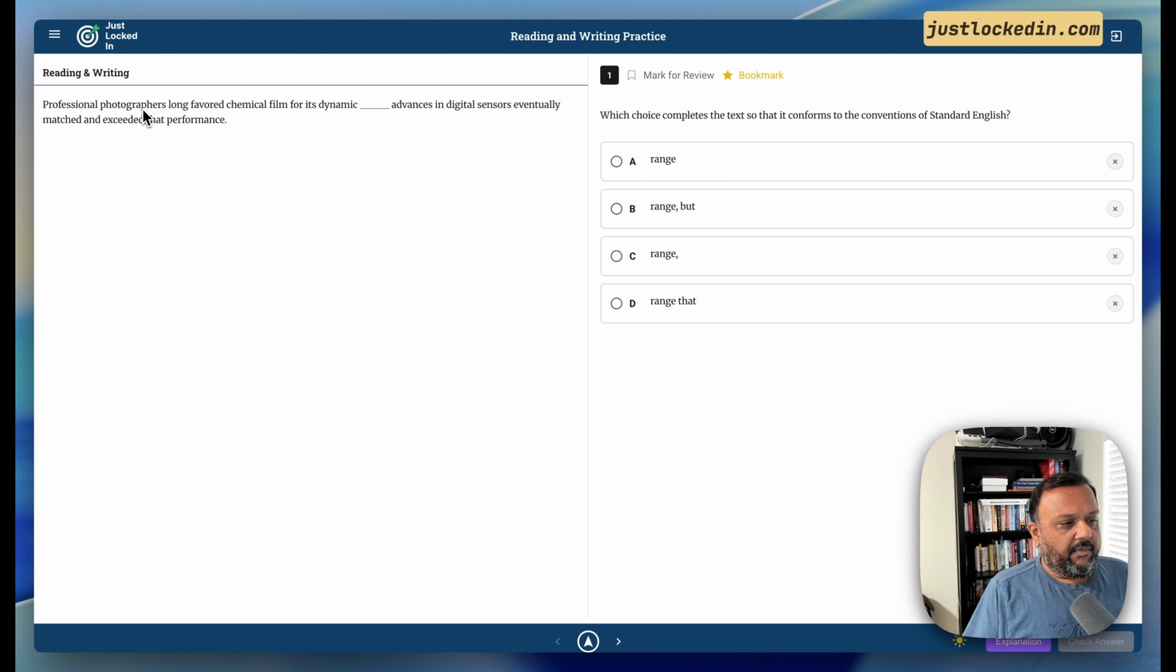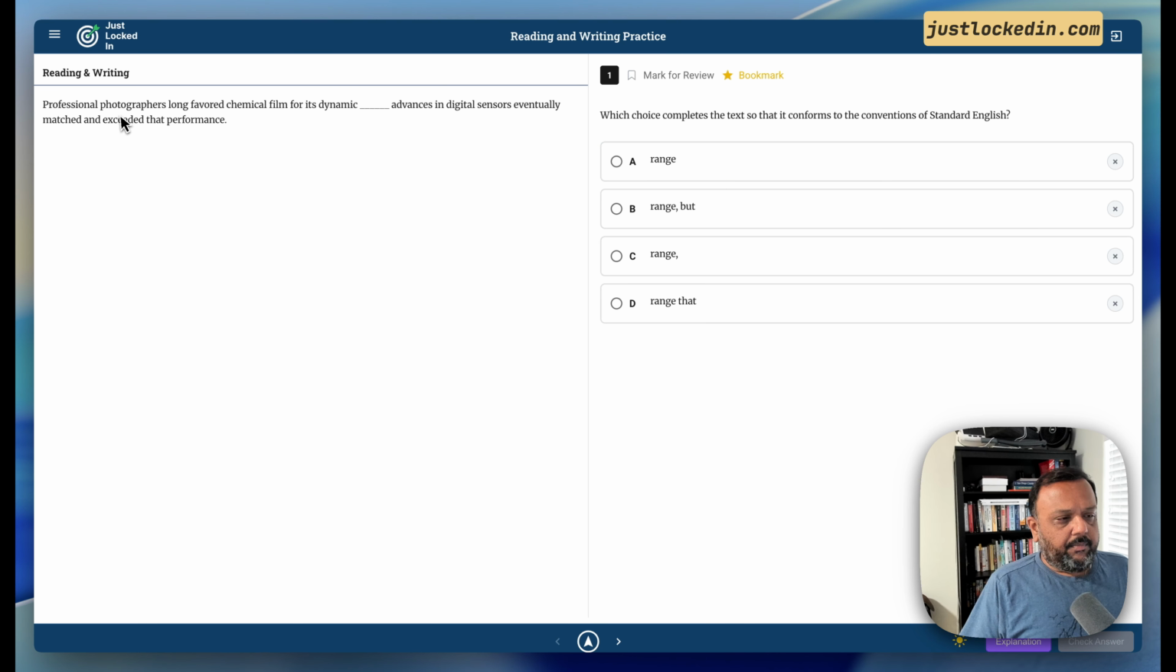"Professional photographers long favored chemical film for its dynamic range." Full sentence. "Advances in digital sensors eventually matched and exceeded that performance." So that makes a full sentence as well, and therefore these two are independent clauses, and we're going to try to join them. All right.